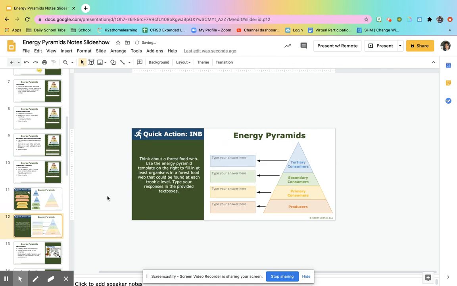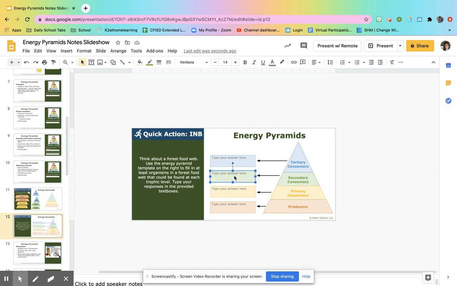So here, I want you guys to think about a forest food web. Use the energy pyramid template right here to tell me what each of these things would be, okay? So what will a producer be? Who do you think a primary consumer would be? So you should actually name things. Like here, you could say a tree or something, right? Here, you should be giving me what a primary producer in a forest will look like.